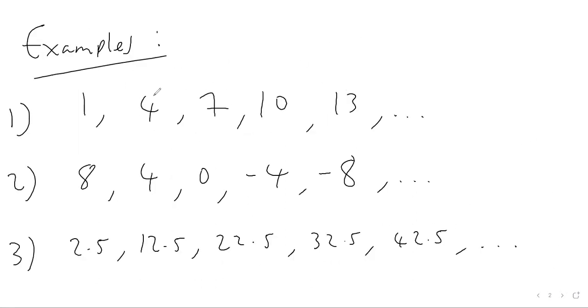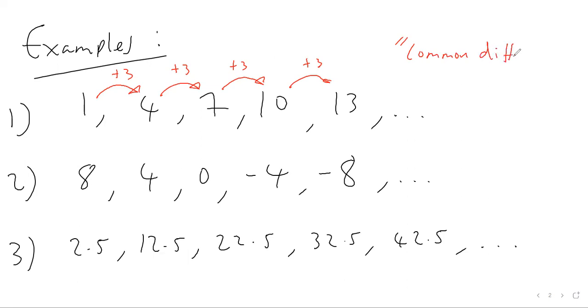So here are some examples. The first one: 1, 4, 7, 10, 13. The key thing with a linear or arithmetic sequence is that to go from one term to the next term, you add the same difference every time. So with this one, you're adding the number 3. And this number is called the common difference. We'll be using that term later on in the video.